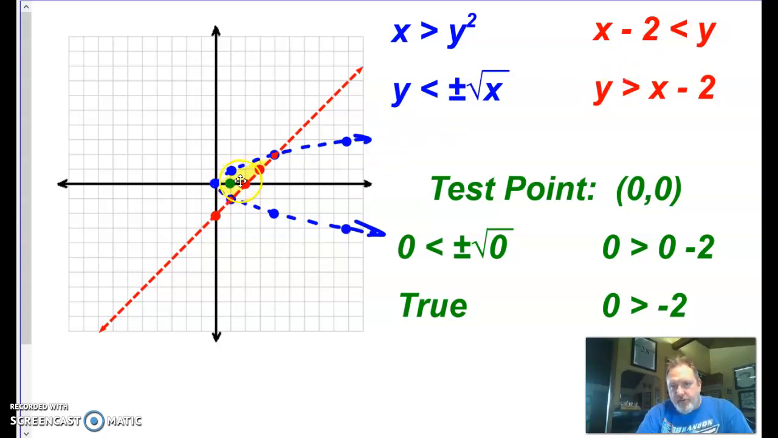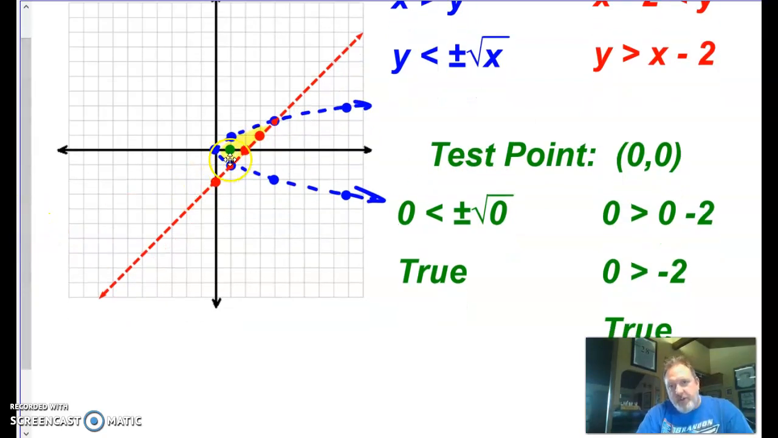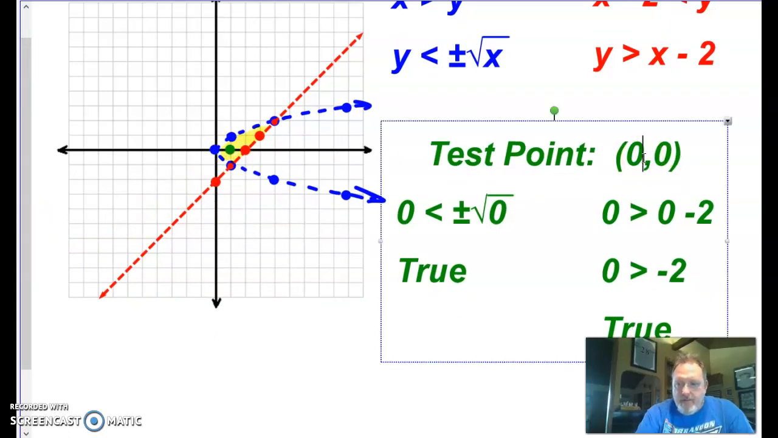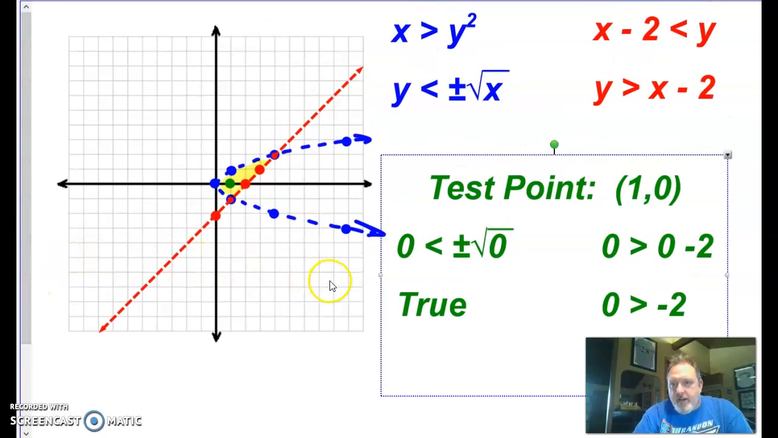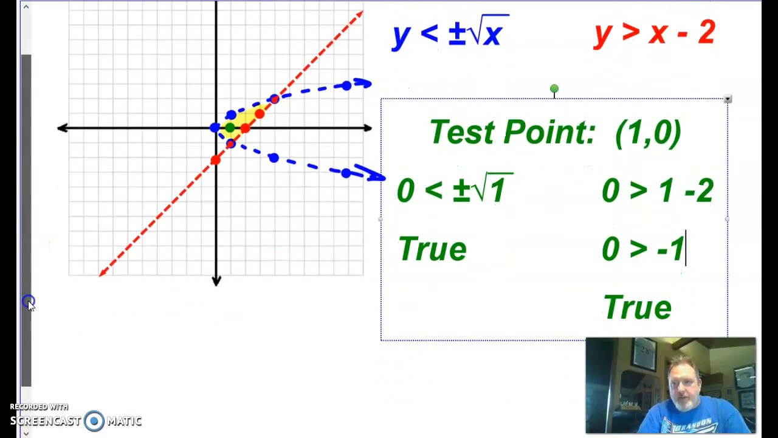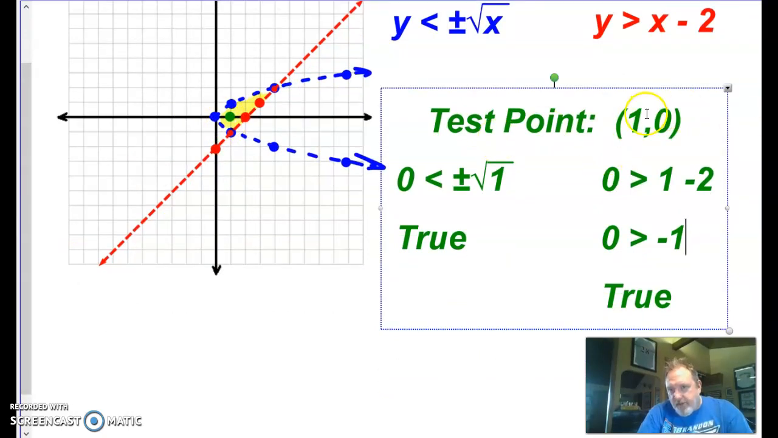So here I can use a test point. And what I did is I used 0, 0, excuse me, used 1, 0. Let me go ahead and change that. Sorry about that. So if I use 1, 0, and now we go about this, I've got 0 less than the square root of 1. That is true. And then when I check this one here, I am going to have 0 greater than 1 minus 2. That is also true, as 0 is greater than -1. And so I use the test point 1, 0. My apologies there for that mistake.